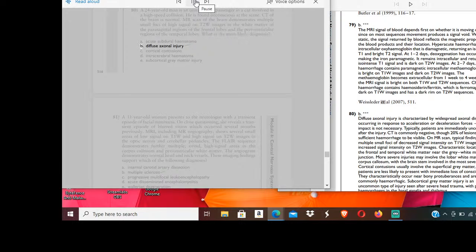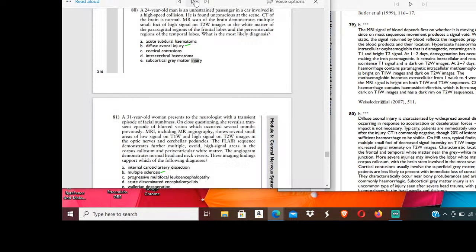A. Acute subdural hematoma. B. Diffuse axonal injury. C. Cortical contusions. D. Intracerebral hematoma. E. Subcortical gray matter injury.